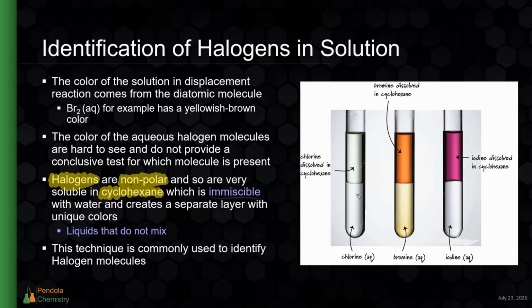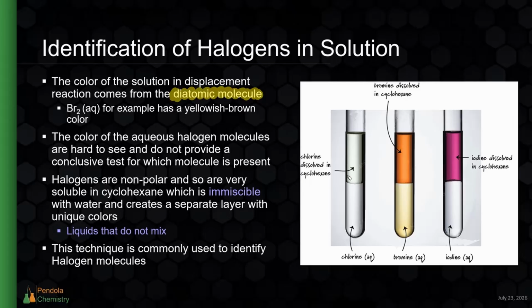If we have an aqueous solution and we want to know which diatomic molecule of the halogen is in that solution, we can run this particular test. So again, we're looking for the diatomic molecule of the halogen because that's what gives these solutions their color. So what can we do? We add a little cyclohexane on top of the aqueous solution of the mixture. And again, if we are doing the displacement reactions, we can see which diatomic molecule is there. And then we're going to shake this.